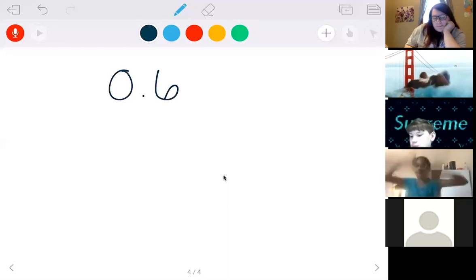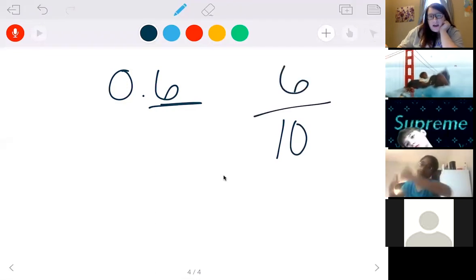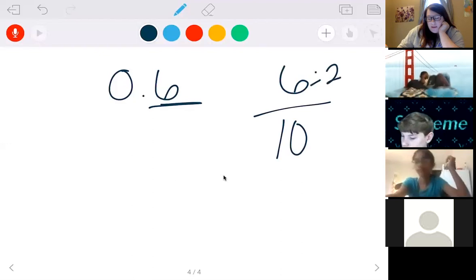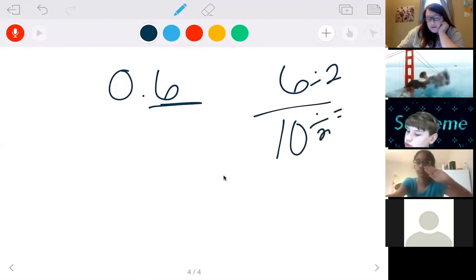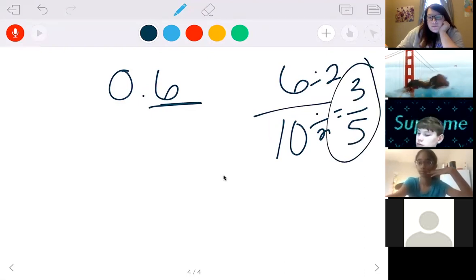Okay, so let's look at it. It's in the 10th spot. 10 goes on the bottom. 6 goes on the top. I can divide both of those by 2 to reduce. 6 divided by 2 is 3. 10 divided by 2 is 5. 3/5. Okay?